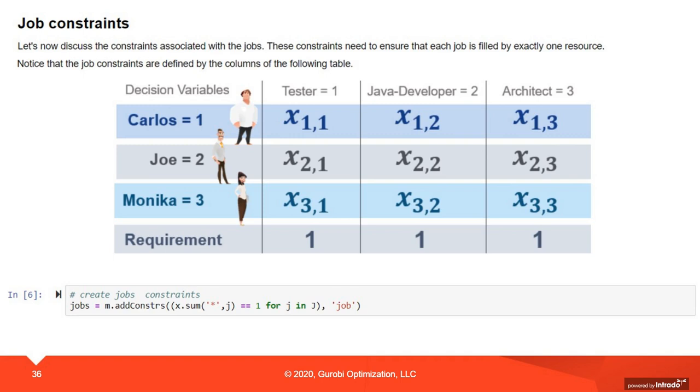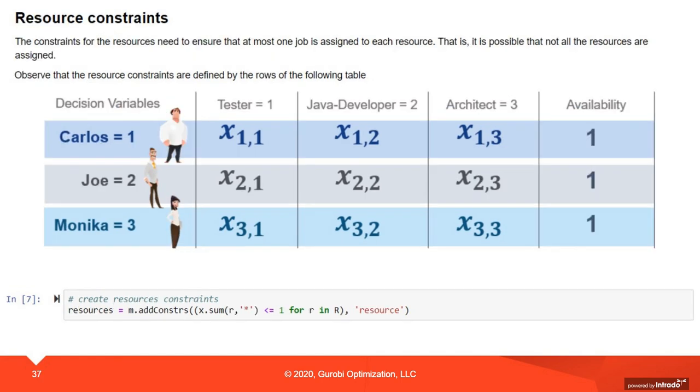x21 plus x31, and then we have this double equality, which means that this is an equality constraint, and we need to ensure that this job is satisfied as one. That's why we have this number one as the right-hand side. And the second argument is the name of the job. And these jobs are going to be the object that contains all the job constraints.